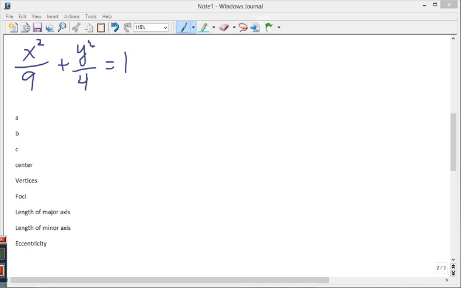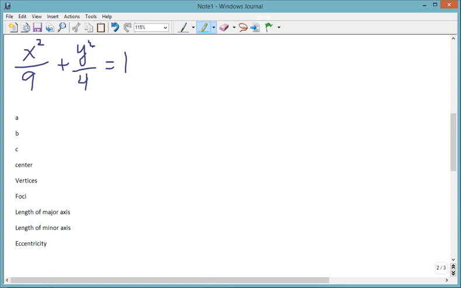Okay, so first of all, remember that it's x squared over a squared. That's the bigger number, right? 9 is bigger than 4, so 9 is a squared. Okay, so that means A is 3. Okay, this one then is B, right? So there's B squared. So B is actually 2.